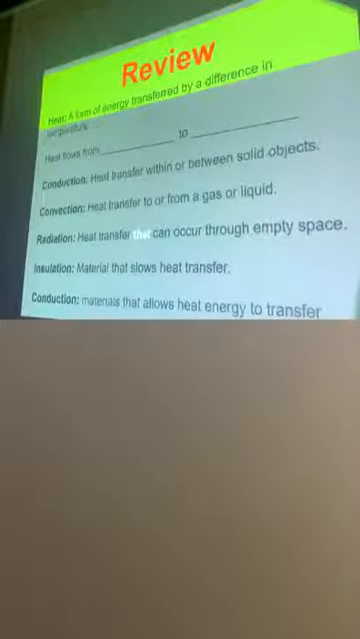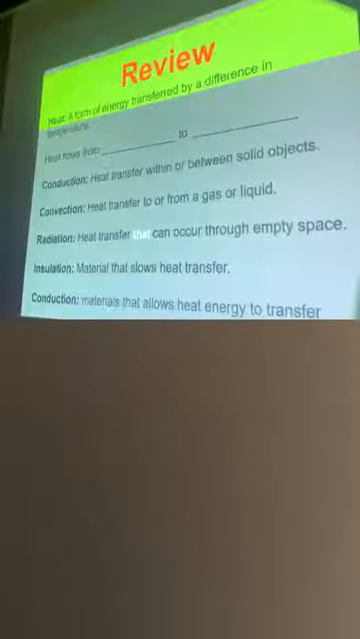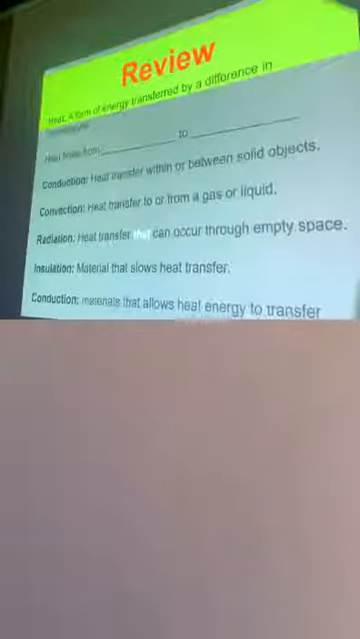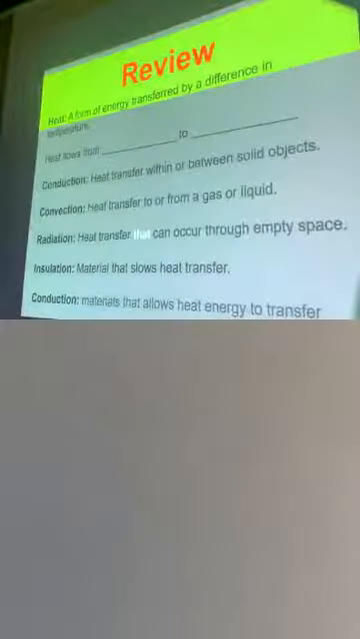We said conduction is the transfer of heat between solids. Keep that in mind, it has to be solids. Convection is heat transfer through a liquid or a gas, a fluid. Radiation can transfer through empty space. Any questions thus far? If I were you, I would screenshot this, just to take it down and study it. Screenshot this if you will.